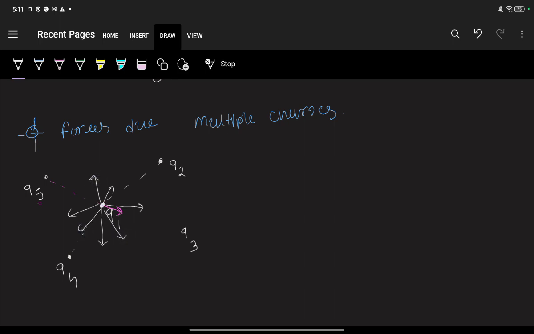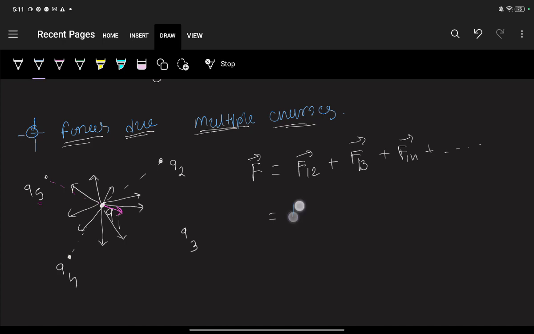So how to find the resultant force on this test charge Q? That's why I've changed the heading from forces between multiple charges to forces due to multiple charges. Simply, it will be the sum of all the forces on the test charge, F12, F13, F14 and so on. We know how we can write this F12. It will be k Q1 Q2 upon R12 square, right?